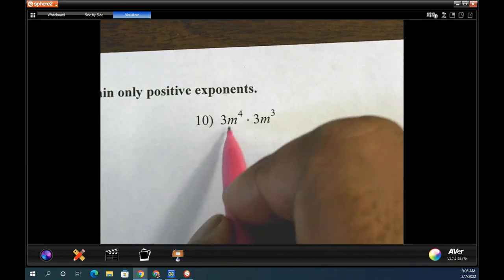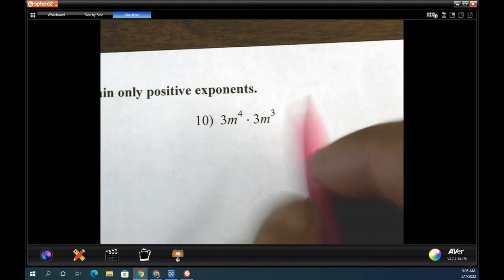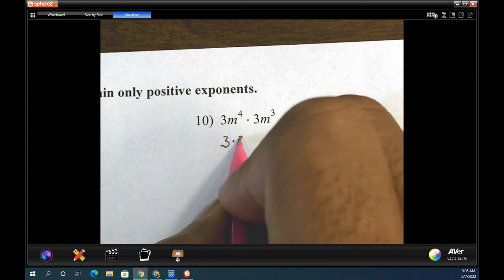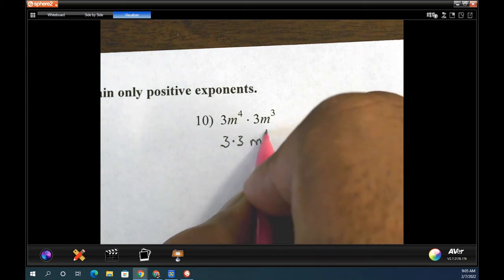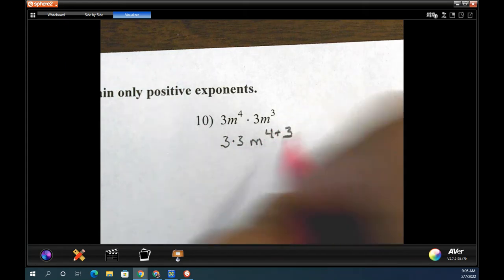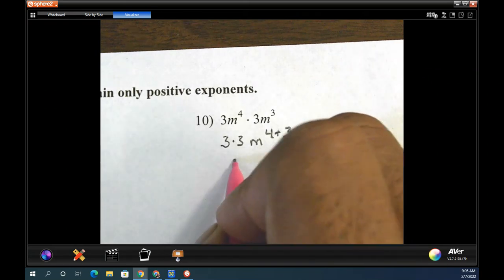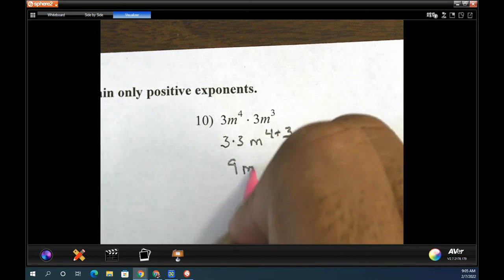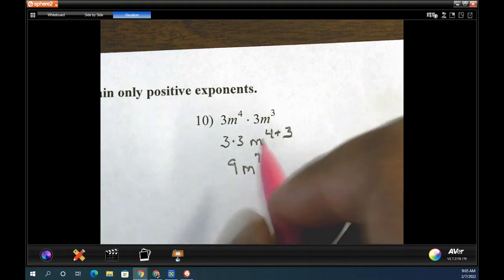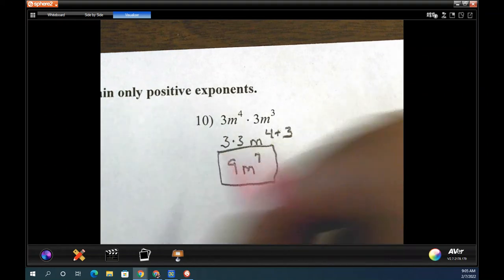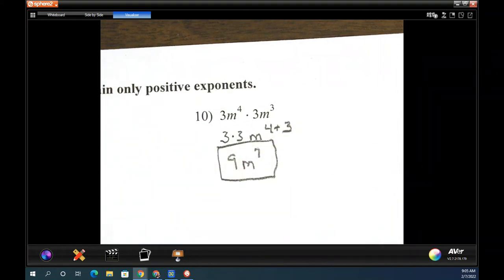Okay, look at number 10. 3m to the 4 times 3m cubed. So that's just 3 times 3, and m to the 4 plus 3, which is 9m to the 7th. Starting to pick up on this? This is not complicated, is it?